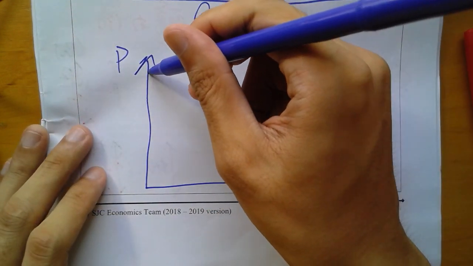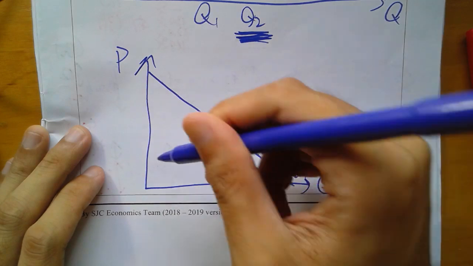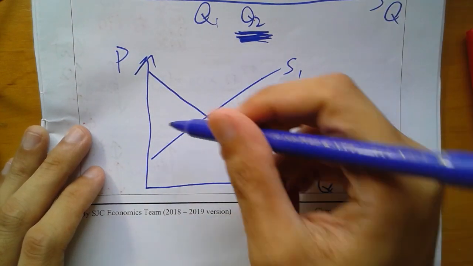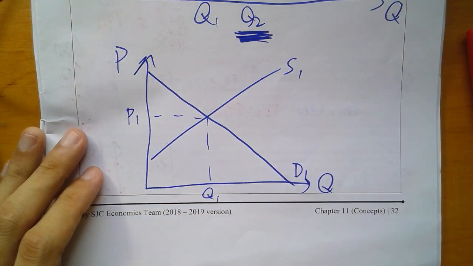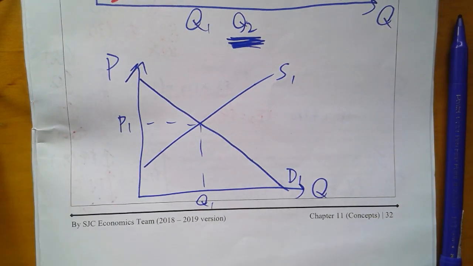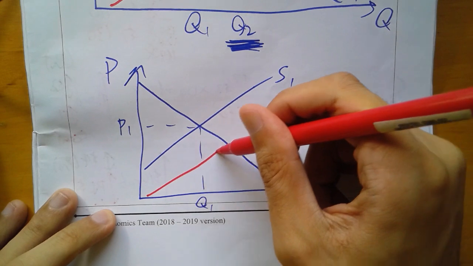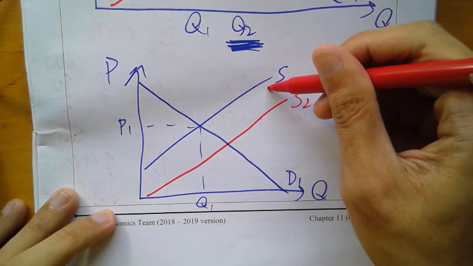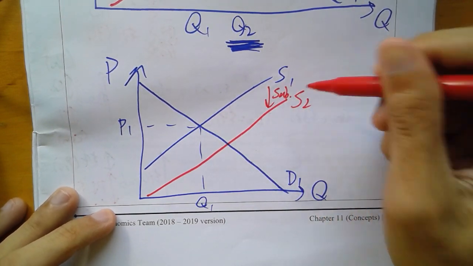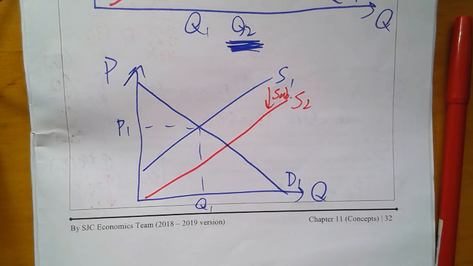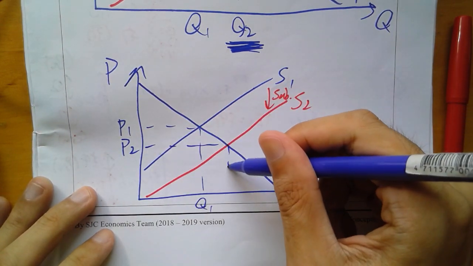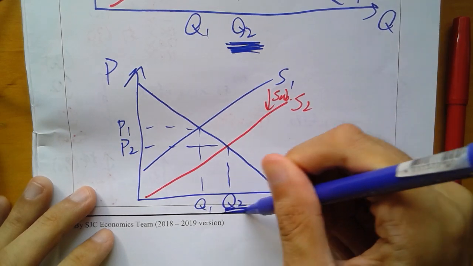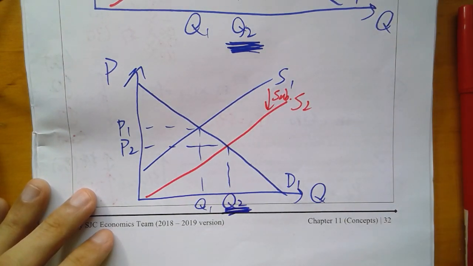Step one, original demand and supply. Markdown original P1, Q1. This is step one. Step number two: now you shift the supply curve. Downward shift. Write down subsidy. And then mark the new P2, Q2. Immediately, underline Q2. Very important.